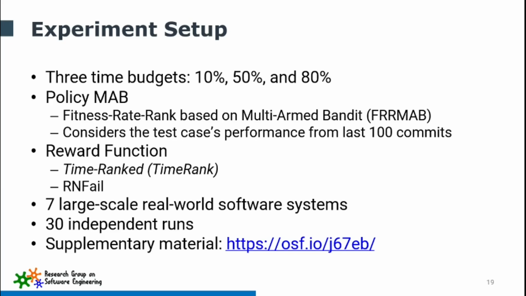We used 7 large-scale real-world software systems. The results were obtained from 13 independent executions for each algorithm in each time budget, reward function, and system. Complete information about the characteristics of the systems, the source code of the genetic algorithm, additional analysis, and results are available in our supplementary material.